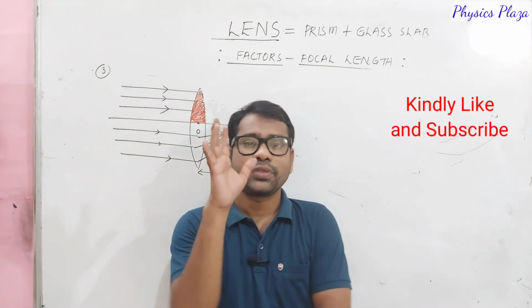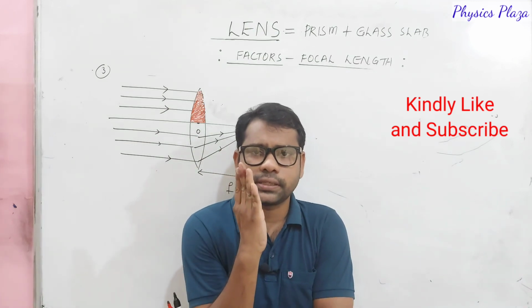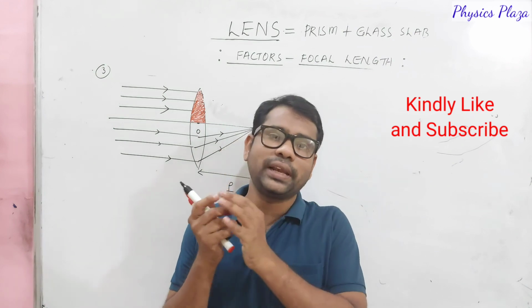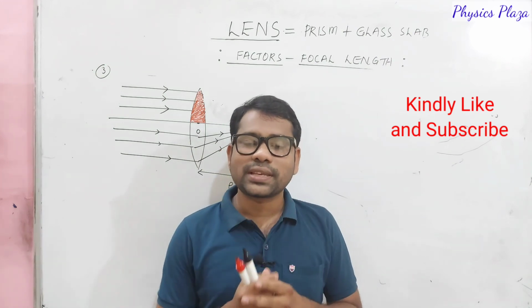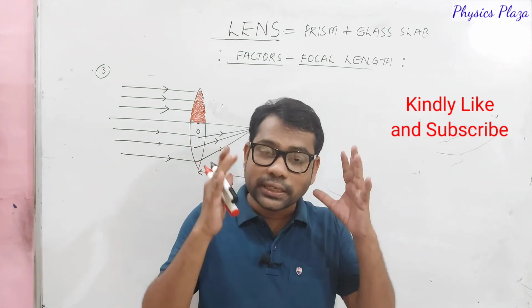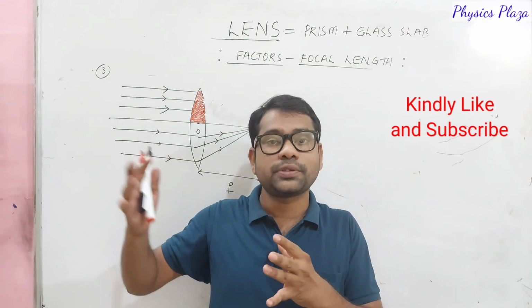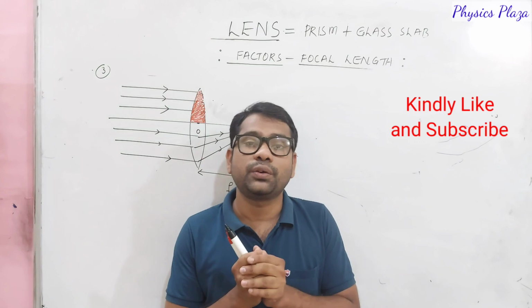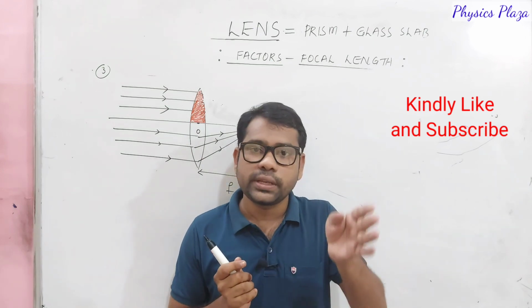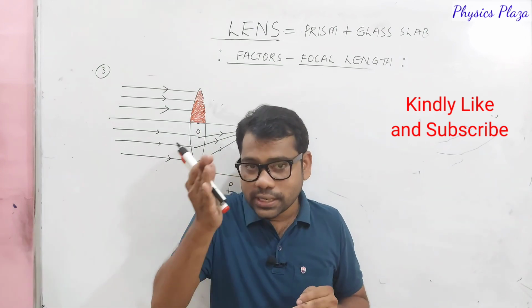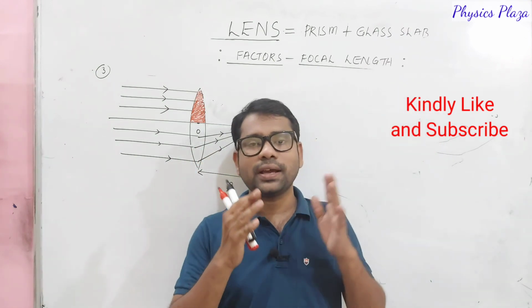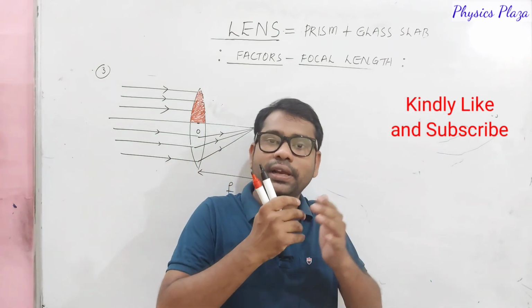Okay children, in today's class let us recall whatever we discussed. We discussed the terms related to lenses: what is a convex lens, what is a concave lens, the types of convex lenses and the types of concave lenses. The very important thing is to understand what is the first focal point and what is the second focal point. And finally we discussed the factors on which the focal length of a given lens depends.